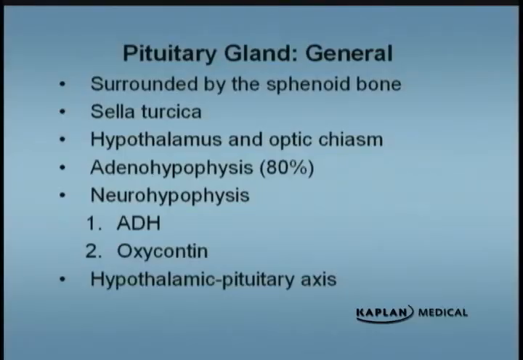The adenohypophysis, the anterior pituitary, is about 80%. This is the one that regulates all the other organs through TSH, ACTH, and so forth. And then the neurohypophysis, the posterior pituitary, secretes antidiuretic hormone, which is the main water-retaining hormone in the body, and oxytocin, which is another important hormone.